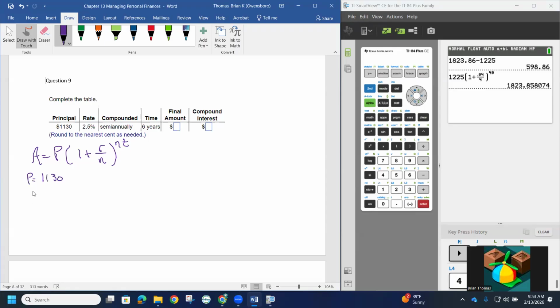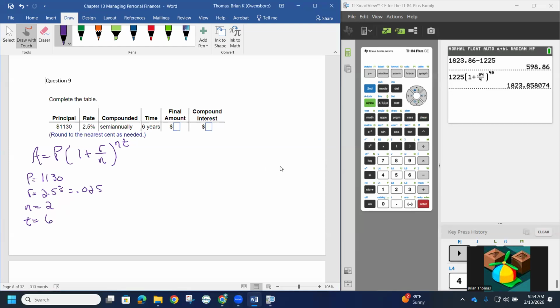So our initial amount was $1,130. The rate of interest is 2.5%. This gets a little tricky, but if you move the decimal 2 places, we should get 0.025 because notice the decimal's not on the end this time, it's here. So 1, 2 means I have to add a 0 there. My number of times we're compounding, semi-annually, means twice a year. So semi kind of means half, or half a year, so twice a year. The time is 6 years.